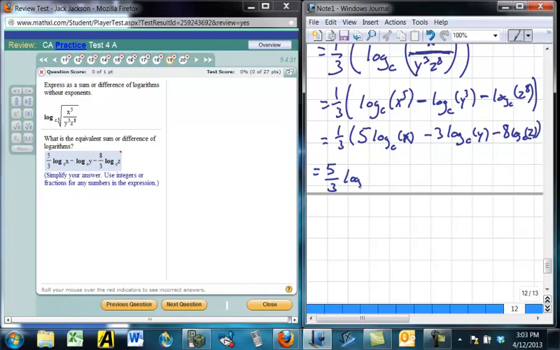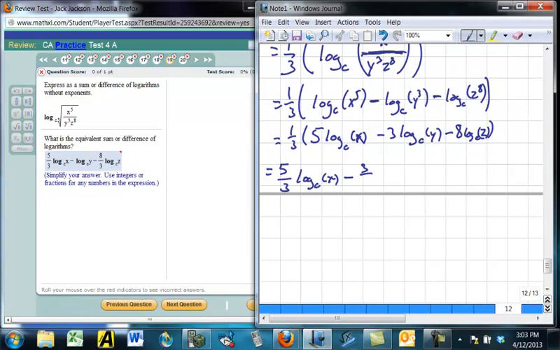5/3 log base c of x minus 3/3, which is just 1. So we don't have to write that. Just log base c of y. And then minus 8/3 log base c of z. And again, the book usually leaves out these parentheses here, which kind of irritates me, but that's the way they do it. And it's fairly common practice to do that. And don't forget to use your little symbol palette on the left there to enter those in.